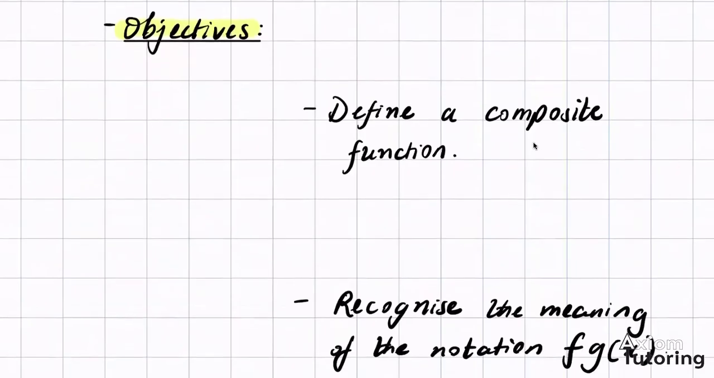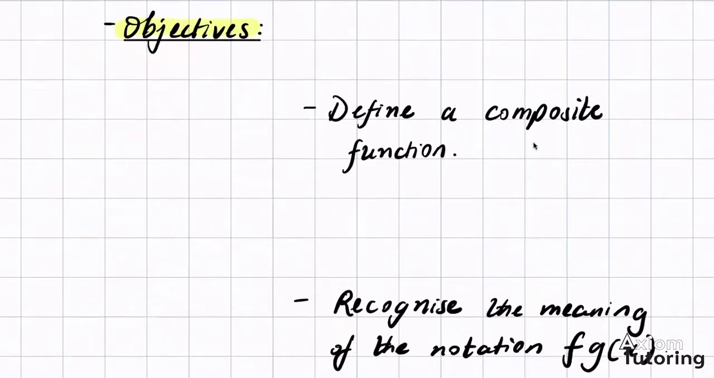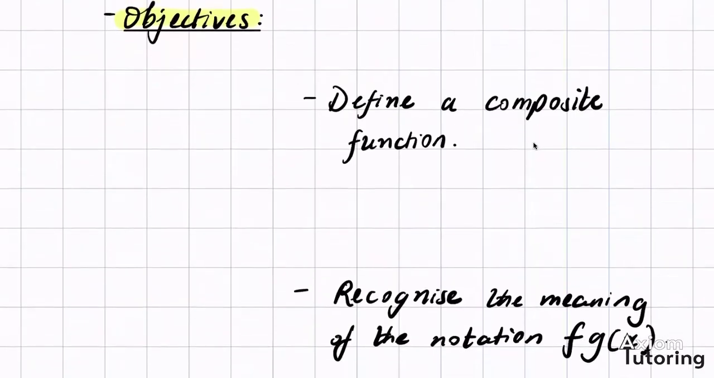So our objectives for this video are first to define what a composite function is, and to recognize the meaning of the notation we use for composite functions. And here we have fg of x. So we're going to look at what that means.